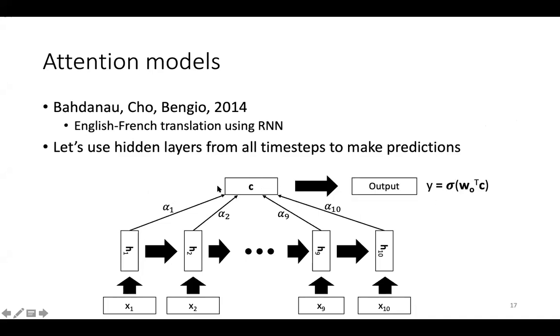Then using this context vector, which is an explicit combination of the hidden layers of all time steps, you take C as your representation vector, and then put that through a logistic regression layer.